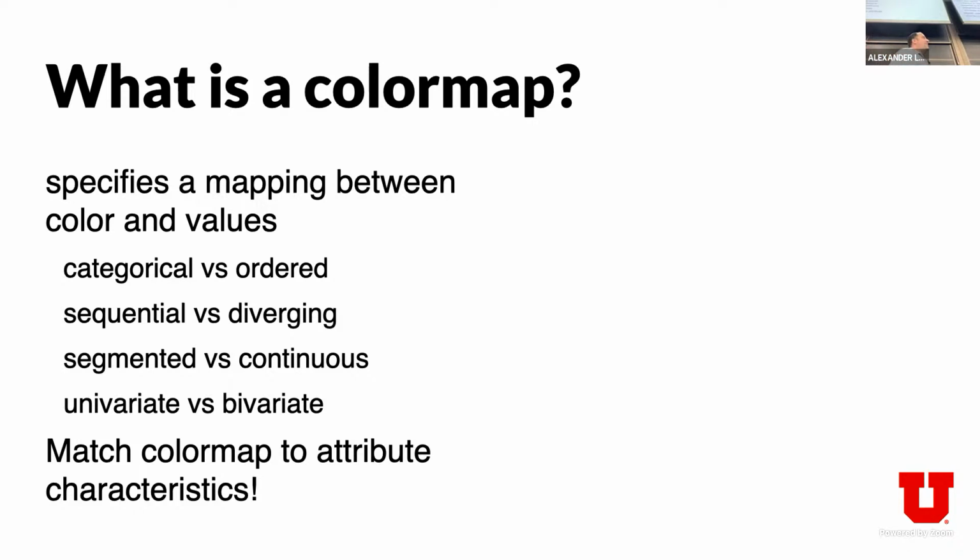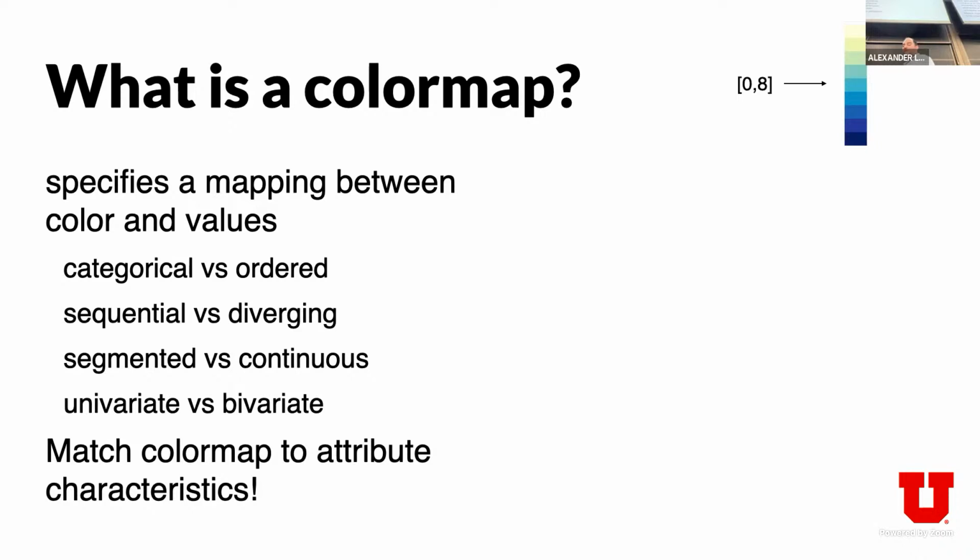And if we have values, and we'll talk more about these properties of data in a lecture next week, what are the properties of my data vectors, for example? Is it categorical versus ordered, or is it sequential versus diverging, or is it segmented versus continuous? Is it univariate versus bivariate, right? There are all of these different properties of data that we have to take into account when we pick a color map. And so what we want to do is match a color map to these attribute characteristics. So if you want to pick a color map, we have to think about these characteristics and what we actually want to show, and then we can apply them.